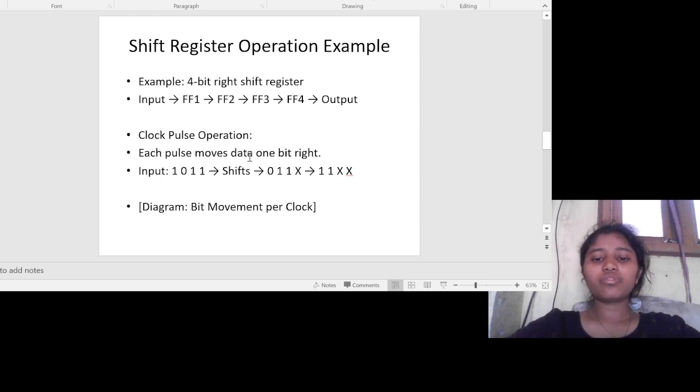Each pulse moves data one bit to the right. Say I have given the input 1011. It shifts to 011x. Again it shifts to 11xx. Here we can observe it is moving to the right like this. The 10 is cancelled, and after 11 I have placed a cross.